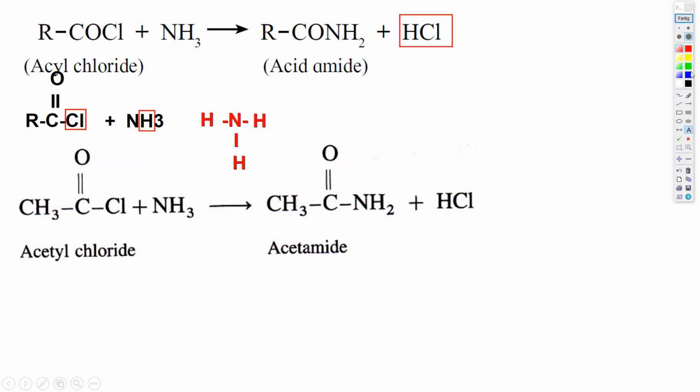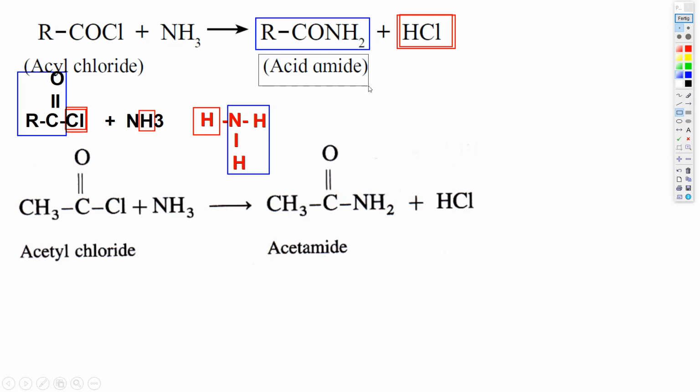So this chlorine atom reacts with this one hydrogen atom, it will form the minor product HCl. Now the remaining part, what is the remaining part? RC=O, and this NH3 becomes NH2. So RC=O NH2, this RC=O and this is the NH2 part.